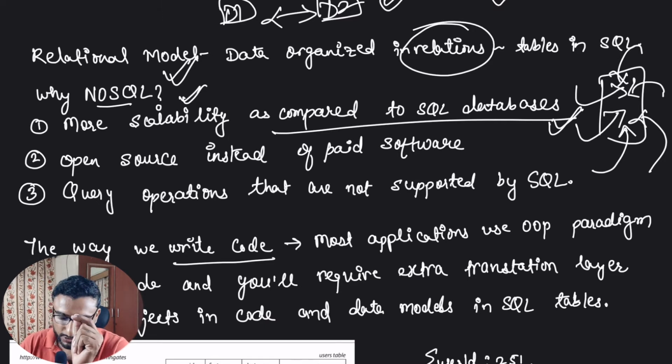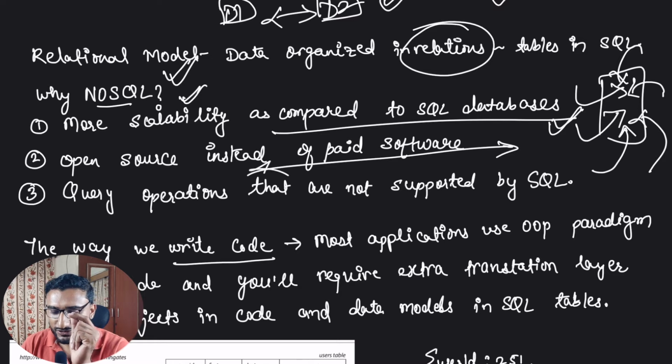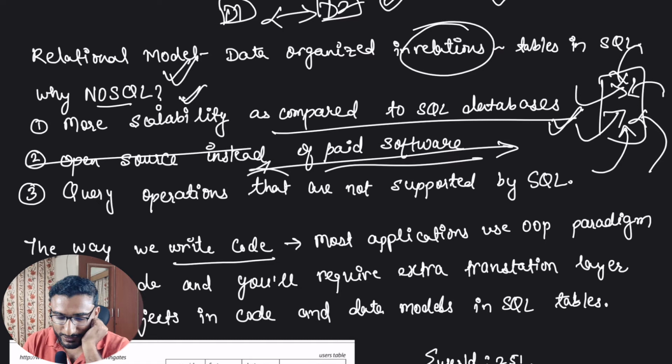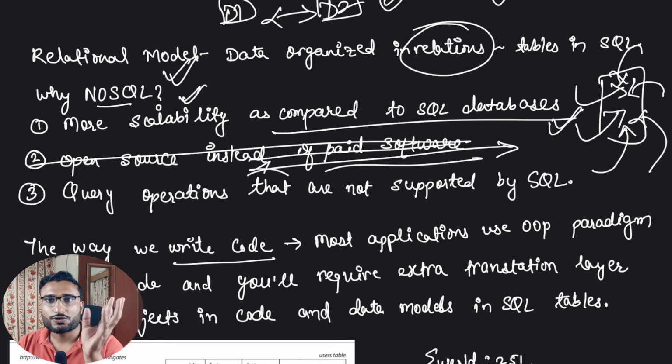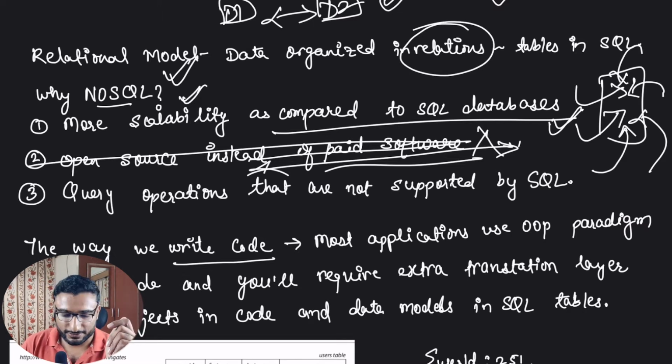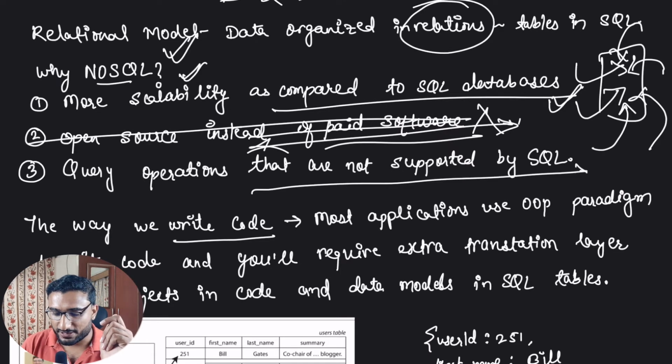Open source instead of paid software, actually this is kind of wrong. We should remove it. In both the SQL and NoSQL worlds, there are open source solutions as well as paid software, so this is not a comparison factor. Query operations that are not supported by SQL: as I said, there are some scenarios where we need enhanced querying capabilities that might not be supported by SQL.